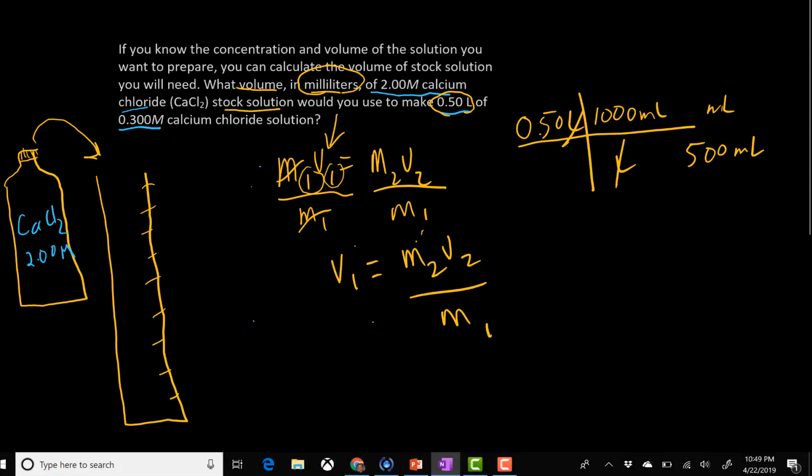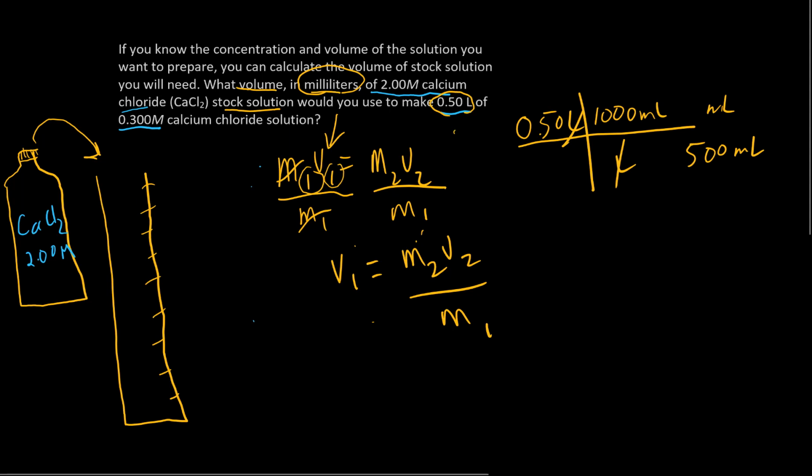So we know that we have 500 milliliters. This is our final solution. This is going to be V2. Okay, so it's going to be the volume of our final solution. So let's substitute in each of these numbers, and then we can crack this problem here in just a second. So let's substitute in.